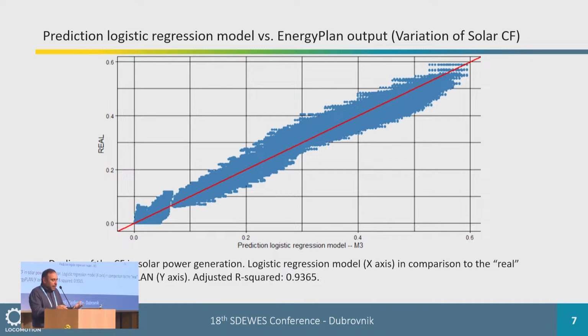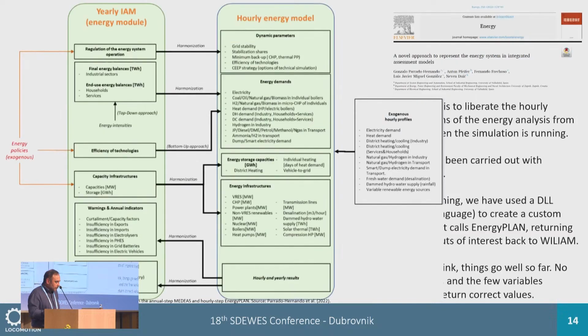Obviously, the real cases are the blue dots in the graph, and some of the cases are more or less far from the perfect fitting in the red line. But we consider that this approach may be sufficient to represent, in this case, I think it is the capacity factor for wind energy. The more detailed way is in a paper that I'm not going to explain here.